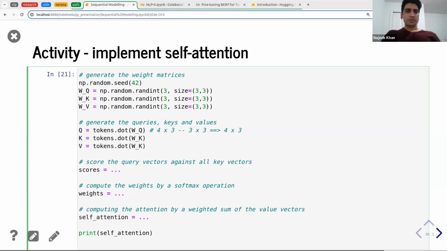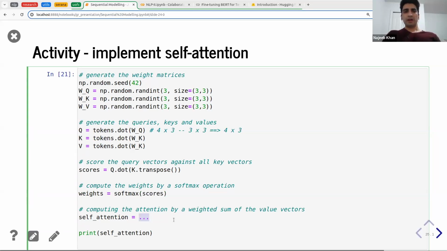Now we need to do the scoring between the queries and the keys. So we have the query, and we need to take the dot product of the query with each of the keys. The way we can do it is the query dot product with the key. But the query is 4 by 3, and the key is also 4 by 3, so we need to transpose one of them. So let me transpose the key, and this will give me the scores. And the weights were basically a soft mix of the scores, right?